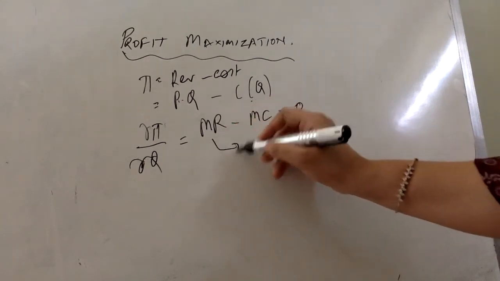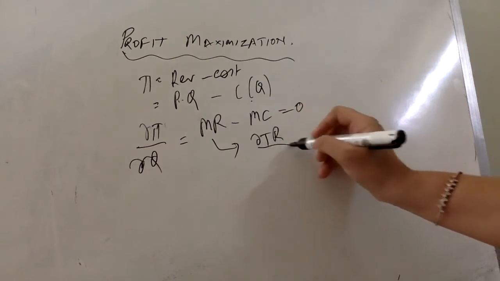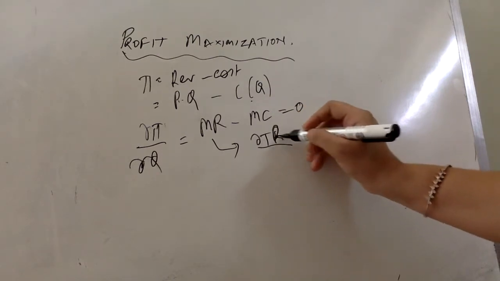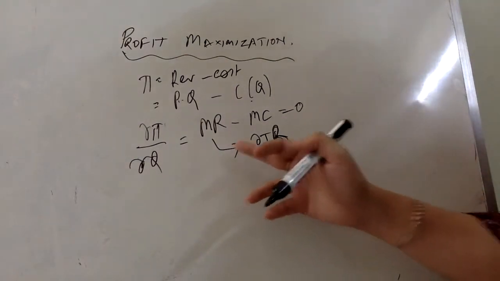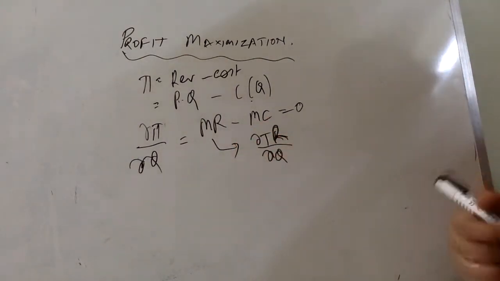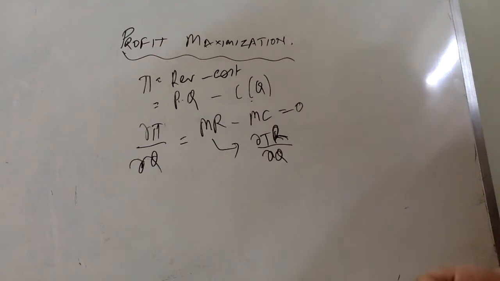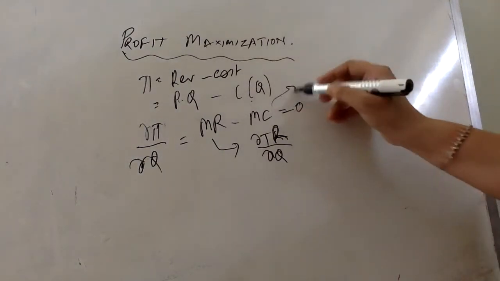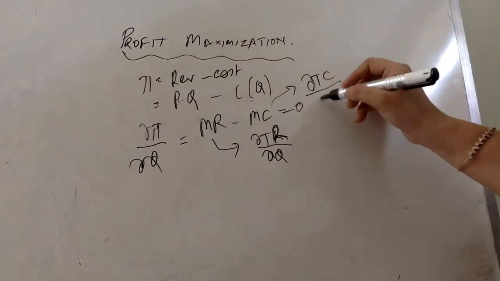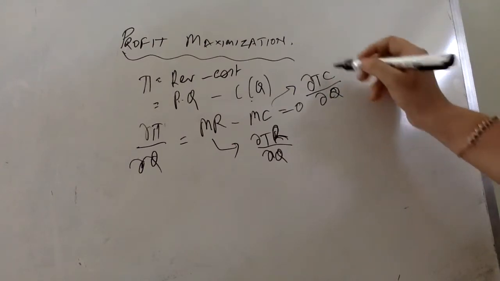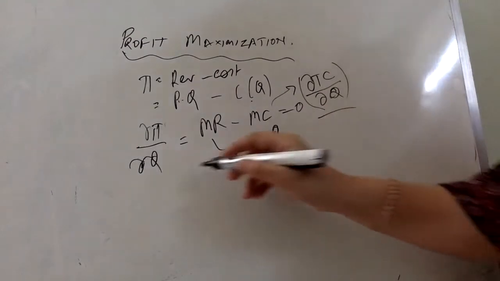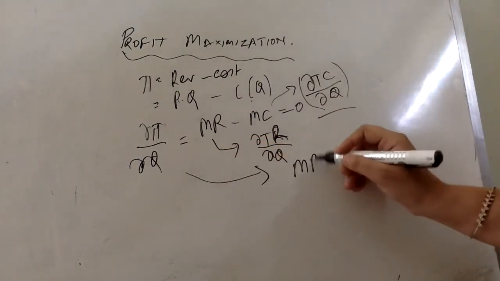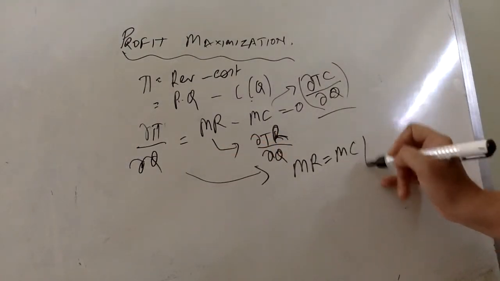Marginal revenue is simply the derivative of total revenue with respect to quantity. Okay, what exactly is marginal revenue? It is the additional revenue that I get from selling one more unit of output. And marginal cost is the additional cost incurred by producing one more unit of output. So by the first order condition I get this, and the optimum condition leads me to this result, MR equal to MC.